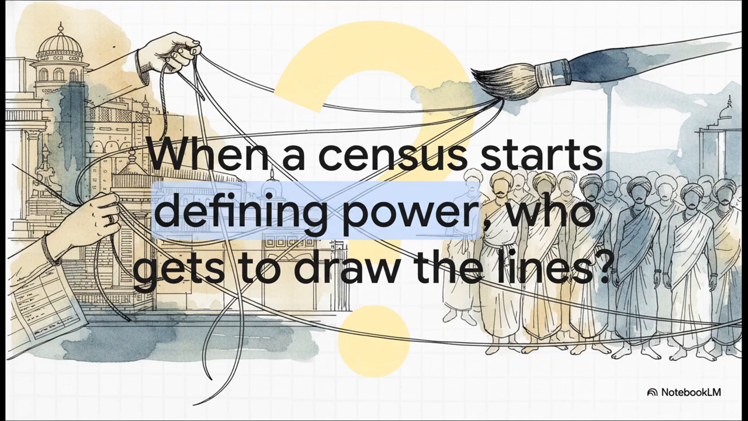So what's the big takeaway here? The story of the Gait Circular shows us that a census is never just about counting people, is it? It's about power, it's about creating categories, it's about who gets a voice and who doesn't. And that leaves us with a question that's just as relevant today as it was back then. Who gets to draw the lines?